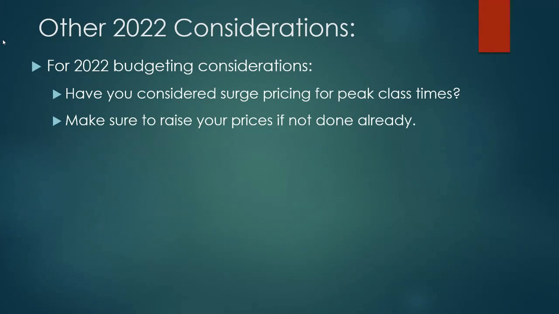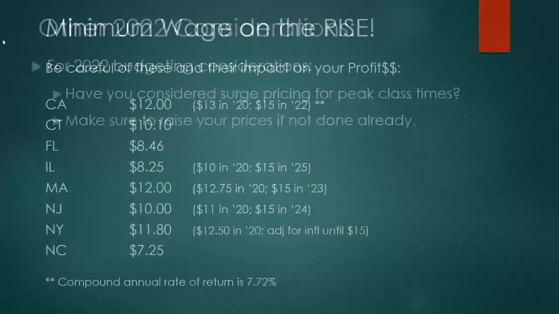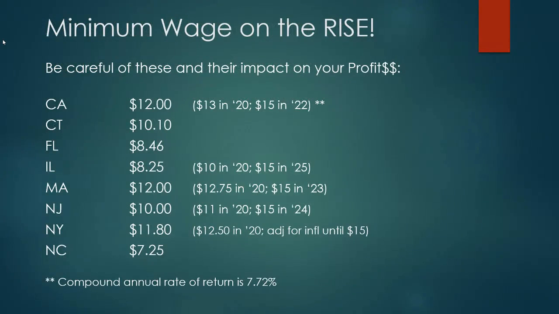Again, if you do find that your payroll percentages are on the high end of those scales, maybe consider doing a price increase. Those that aren't aware, minimum wages are rising. On average, annually, minimum wage across the country is increasing 7.72%. This is a slide I put up last year, but as you can see, in California, it's going to be $15 in 2022.